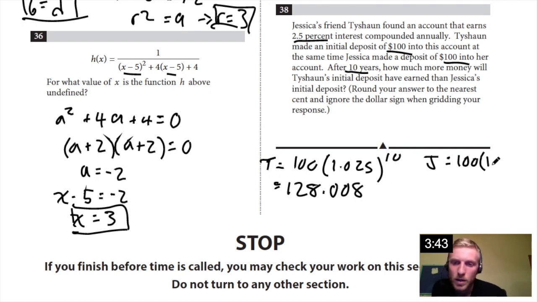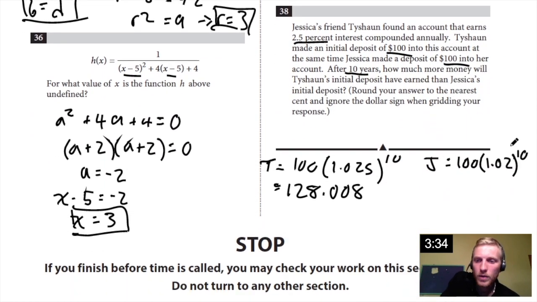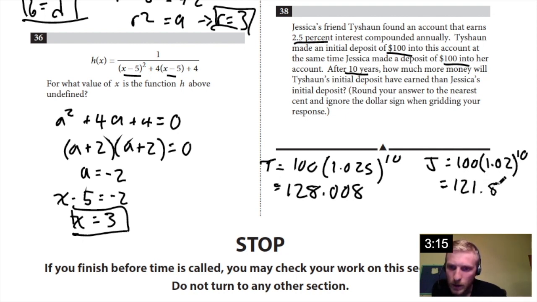And Jessica, I'll use a J for Jessica. J equals, she had 100 as well as an initial deposit, and she earned 2%, so 1.02 to the 10th. That was 2%, right? Yes. So 1.02 raised to the 10th, times 100, is equal to 121.899.